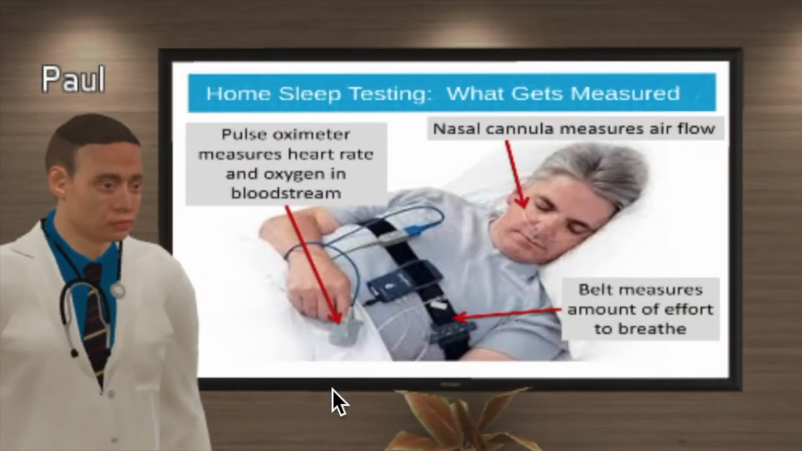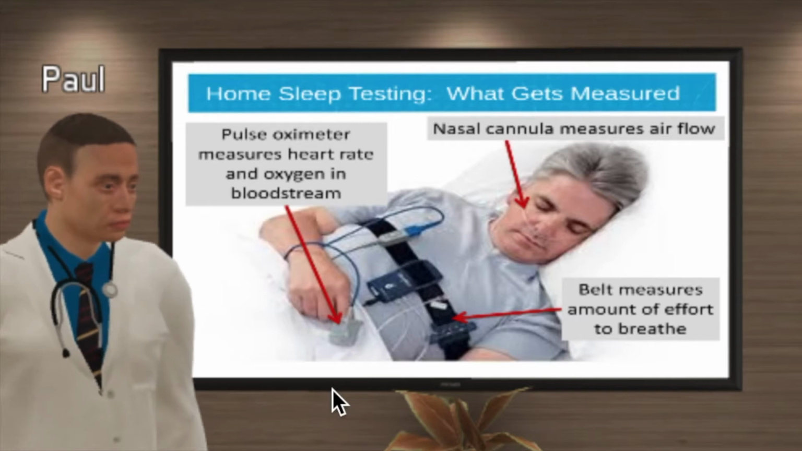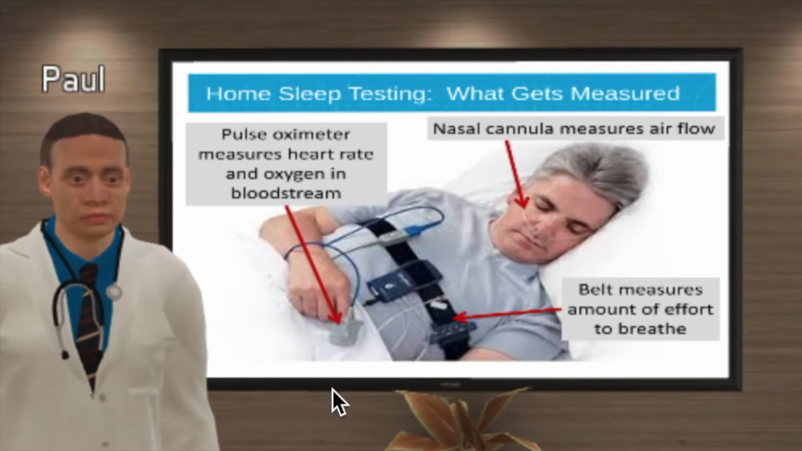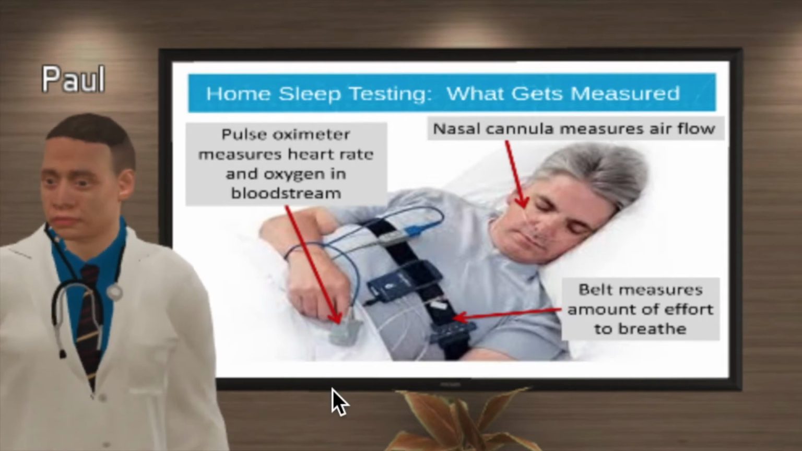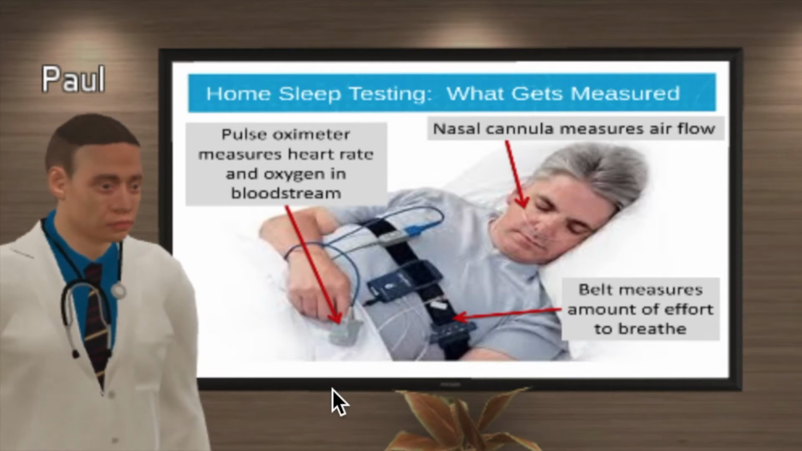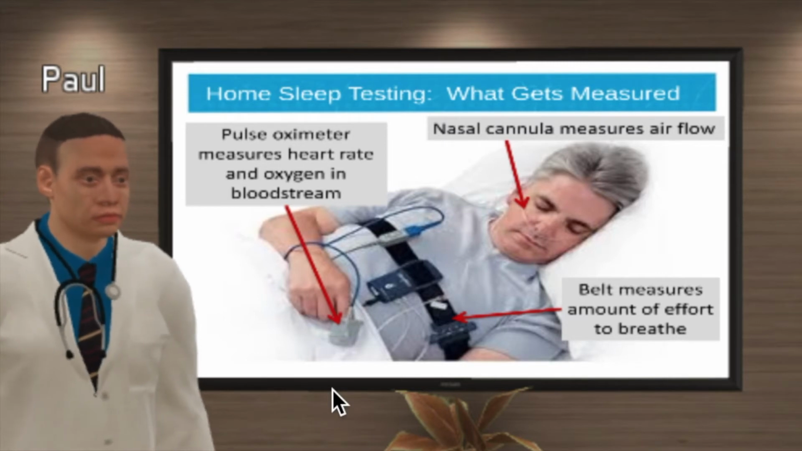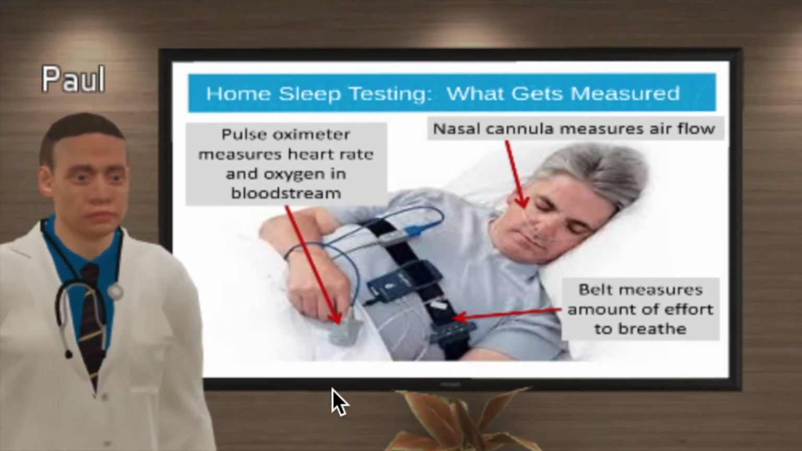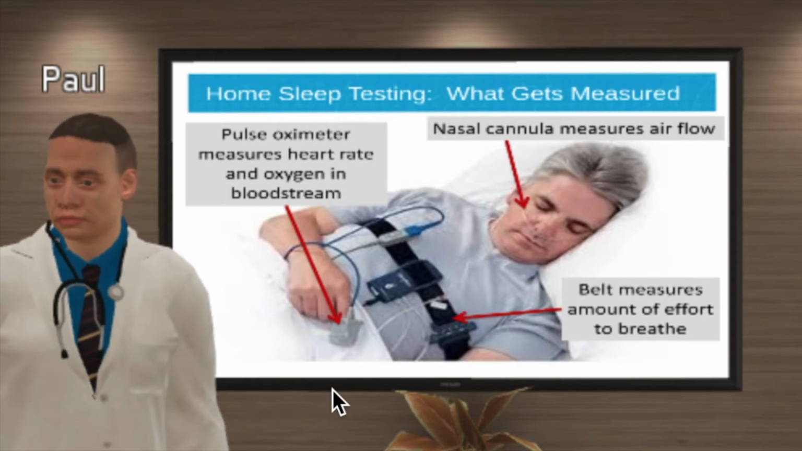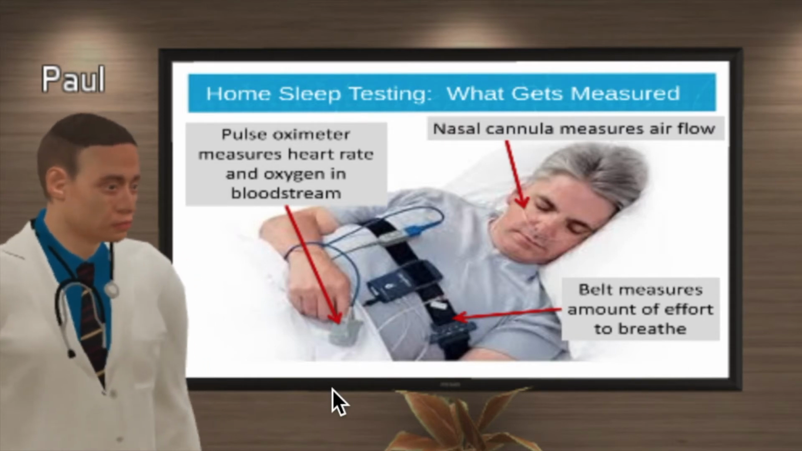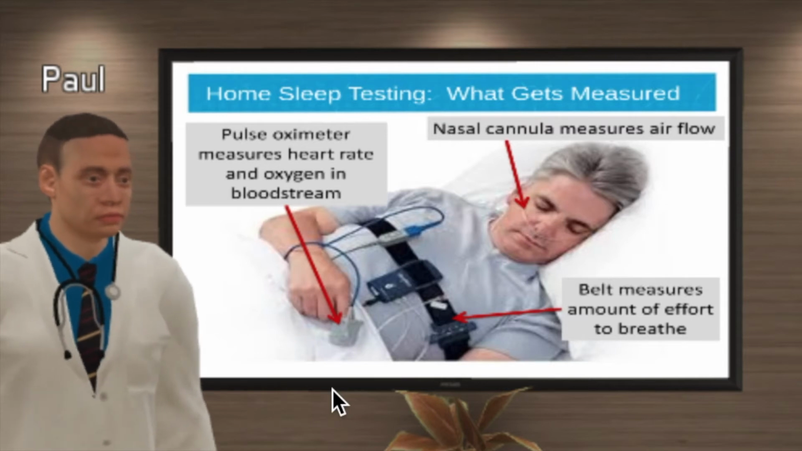Here you can see the recording device strapped around the patient's chest. In this case, the patient has a little plastic tube fitted up into the nose. This is called a nasal cannula, but in this case, it's not providing oxygen. Rather, it's actually measuring airflow in and out of the nose. Also, there are signals that are obtained from a belt around the chest that tell us something about breathing activity during sleep. And finally, we have a pulse oximeter.